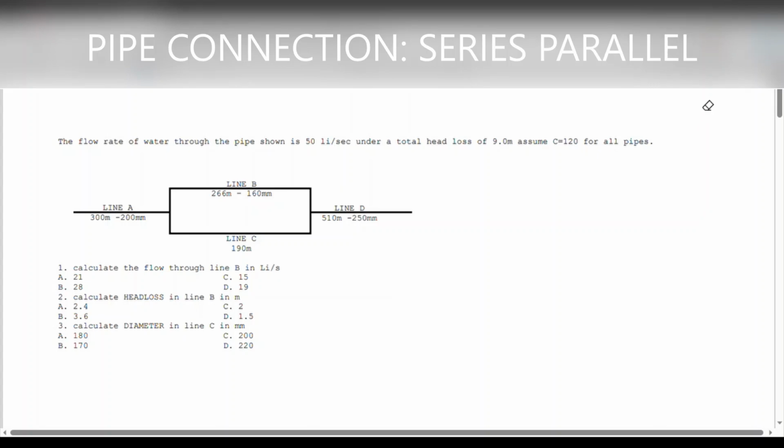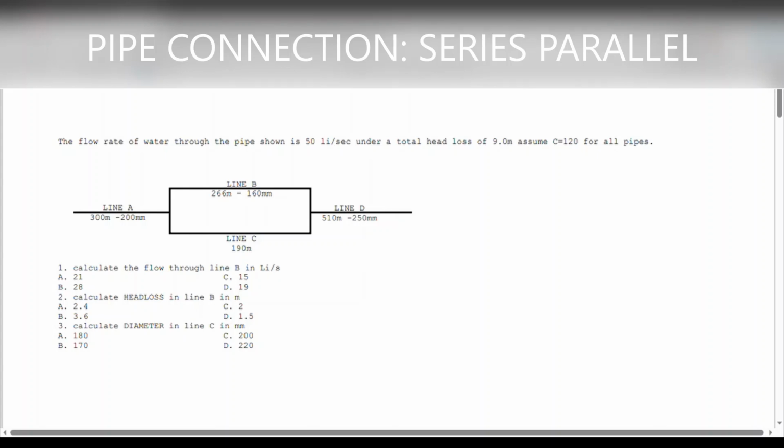Good day, engineers. Today we'll be having a lecture about a certain past board exam problem in hydraulics. This is under the hydraulics and geotechnical engineering subject for CE licensure examination. The problem states that the flow rate of water through the pipe shown is 50 liters per second under a total head loss of 9 meters, and assume that the C value is 120 for all pipes.